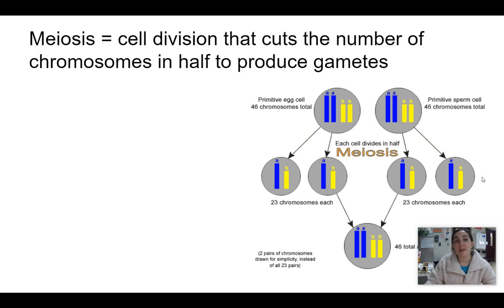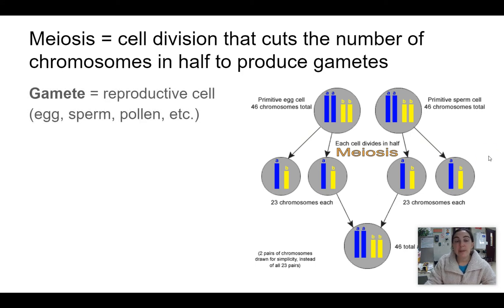Those cells are called gametes. So gametes are reproductive cells. In a female, they would be egg cells. In a male, they would be sperm cells. The word gamete also includes reproductive cells from other organisms, like pollen cells from plants. Any type of cell whose job it is to carry genetic information to the next generation is called a gamete.